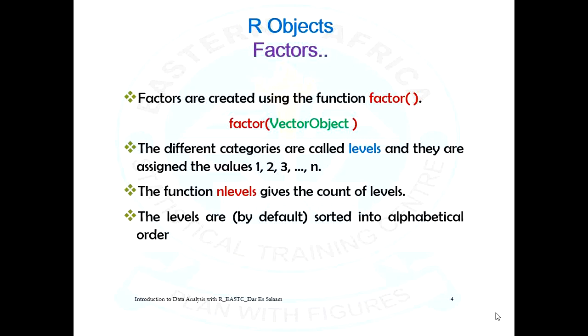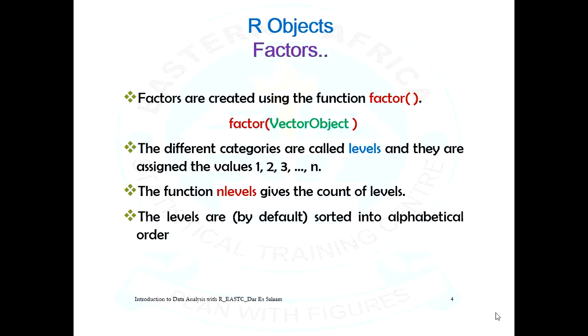Then after having a factor variable, you may wish to know the levels, that is, how many categories your variable has. We use the function nlevels. If you type nlevels, it will give you the number of levels for that specific factor variable. And by default, R assigns the levels in alphabetical order, or in ascending order.